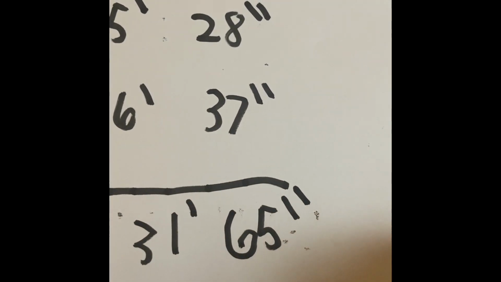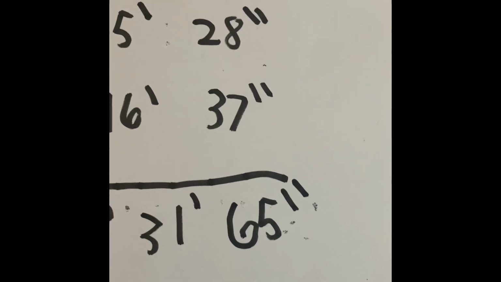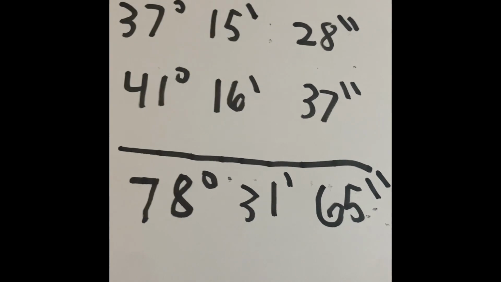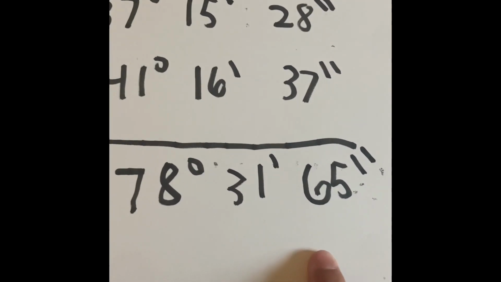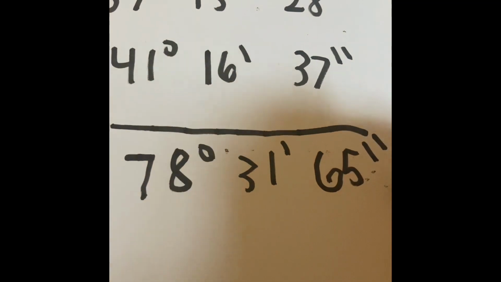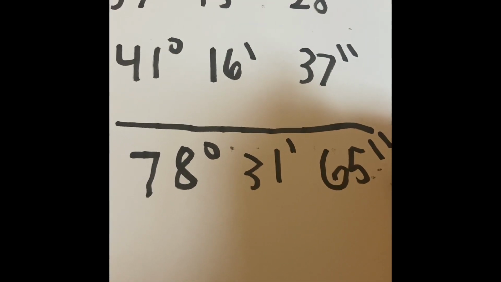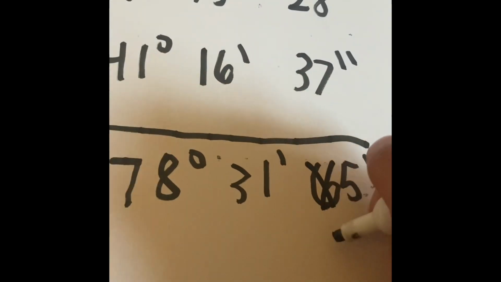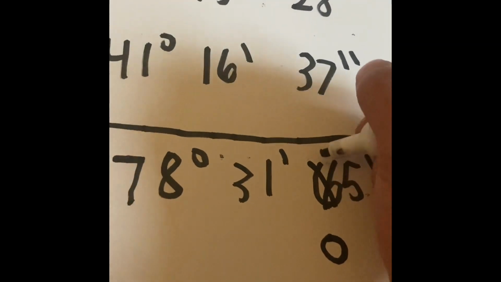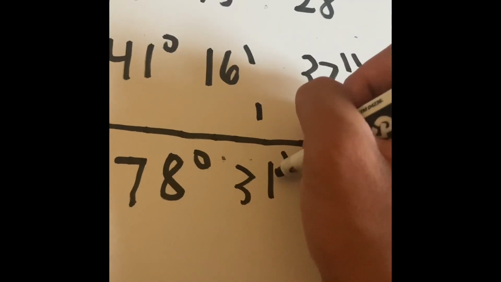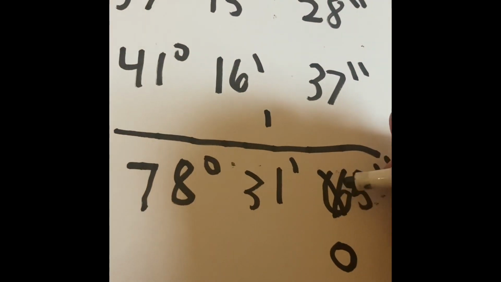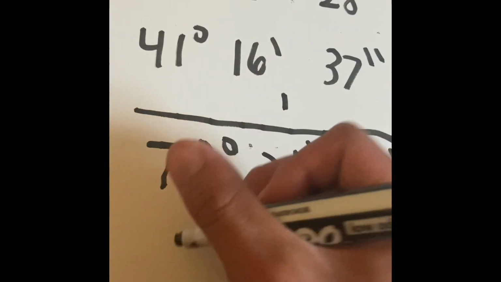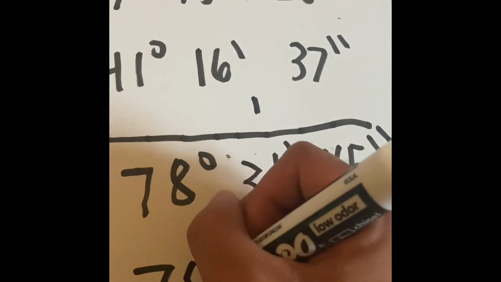A clock can only have 60 seconds in 1 minute. Therefore, we're going to have to do some regrouping, and we're also going to have to do some carrying. Since the 65 can have an entire 1 minute right here, we can cross out the 6 and turn it into a 0. Now we have to add 1 onto the 31, indicating that we took away 60 seconds to add 1 minute into the minute section. So here's our final answer.